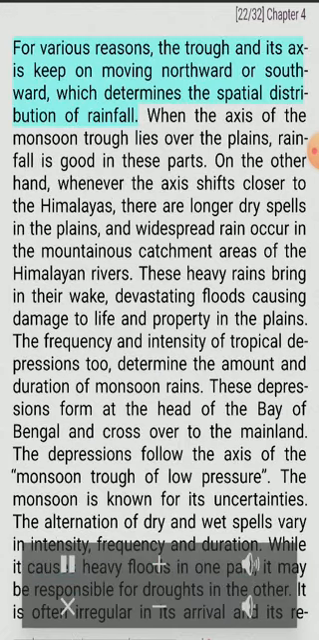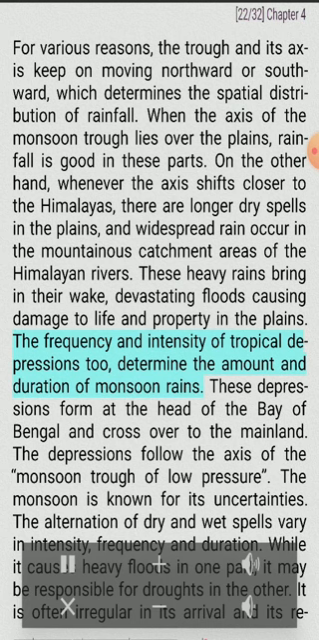For various reasons, the trough and its axis keep on moving northward or southward, which determines the spatial distribution of rainfall. When the axis of the monsoon trough lies over the plains, rainfall is good in these parts. On the other hand, whenever the axis shifts closer to the Himalayas, there are longer dry spells in the plains, and widespread rain occur in the mountainous catchment areas of the Himalayan rivers. These heavy rains bring in their wake devastating floods, causing damage to life and property in the plains.